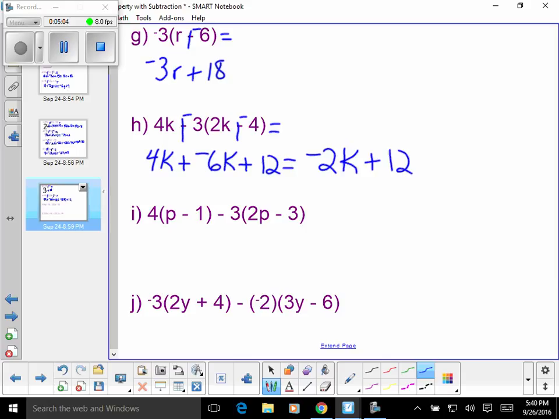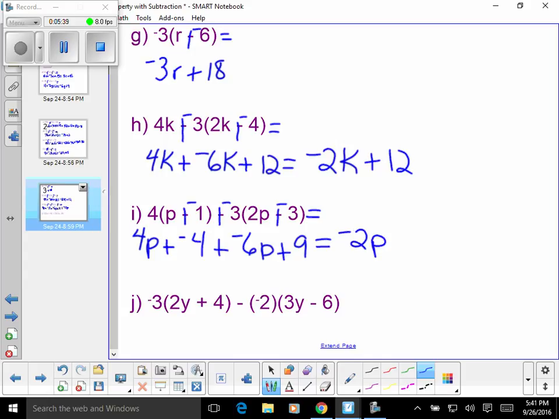All right, in I I've got two sets of distributions to do. Add the opposite, change this one to add the opposite, and change this last one to add the opposite. I'm going to have 4p plus negative 4 plus negative 6p plus 9. Now I've got two different terms to simplify. I'm first going to work with the 4p plus negative 6p. That's negative 2p. And I have negative 4 plus 9, which would give me plus 5.